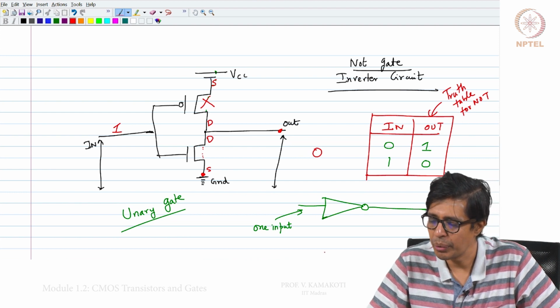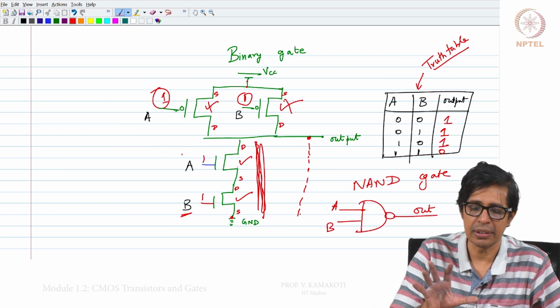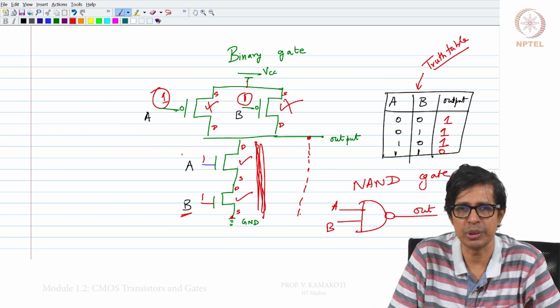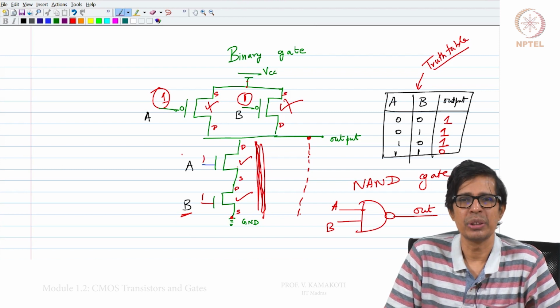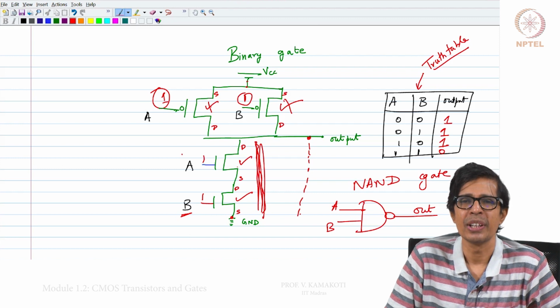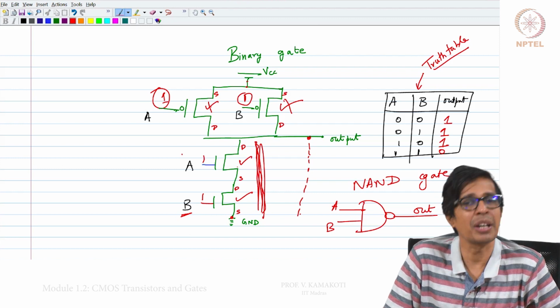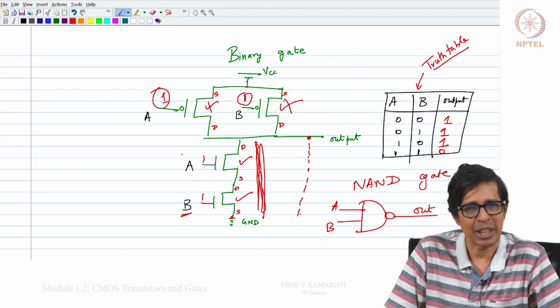So, what we have seen in this particular module 1.2 is about transistors and how we can use transistors to build basic gates. The entire system is now built using these gates. Specifically in this course, we are going to build an entire computer using these NAND gates, and we will see how it is going to happen. Thank you.